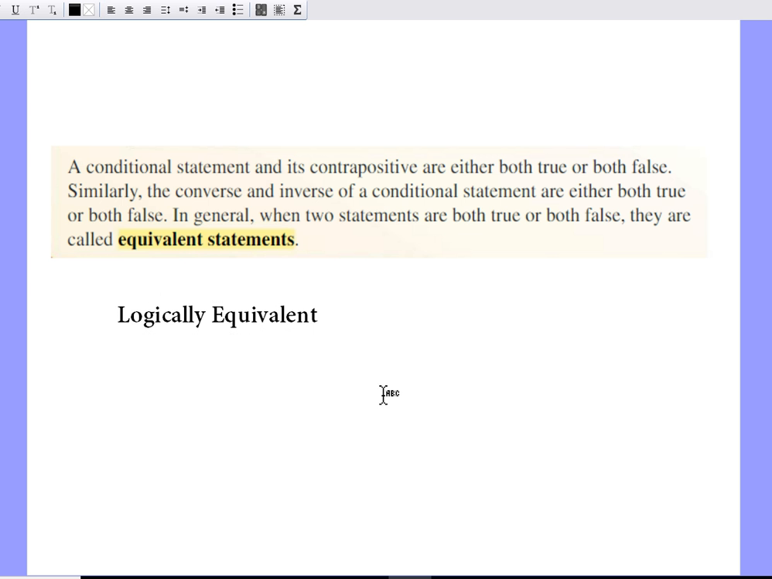So that's going to wrap up this video. We have talked about the four total types of conditional statements, and we have found examples of each of those. And on to the next one.